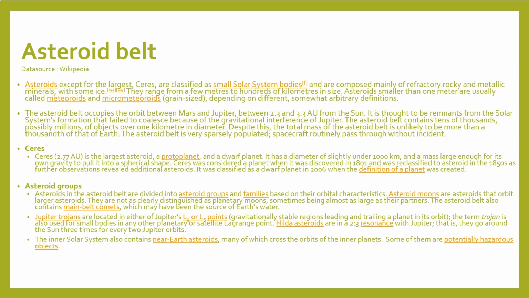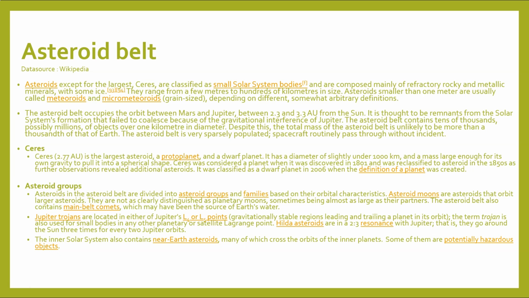Let's talk about the asteroid groups. The asteroids in the asteroid belt are divided into asteroid groups and families based on their orbital characteristics. Asteroid moons are asteroids that orbit larger asteroids. They are not as clearly distinguished as planetary moons, sometimes being almost as large as their partners. The asteroid belt also has main belt comets, which may have been a source of Earth's water.